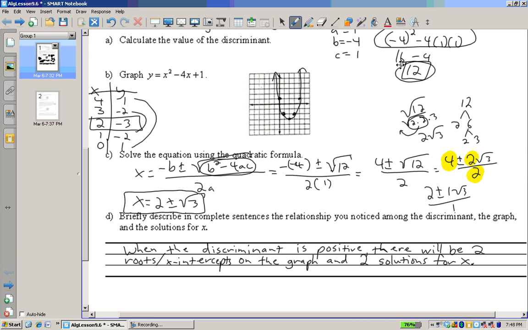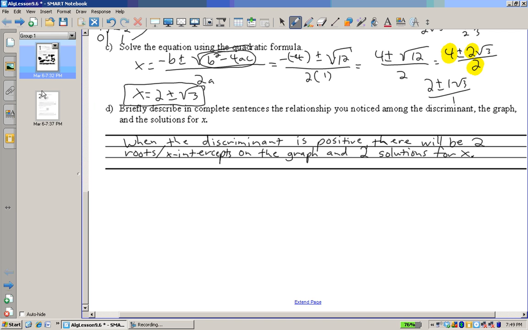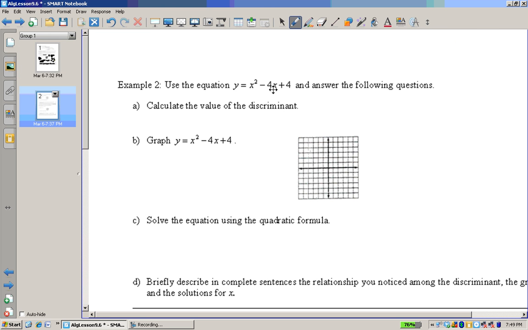So when the discriminant is positive, we have 2 x-intercepts, or you could call those roots. We have 2 solutions to the quadratic equation, or actually to the equation itself. What if we have one like this? So again, from the last example, if the discriminant is positive, we have 2 roots, 2 x-intercepts, 2 solutions. Let's see what happens here.